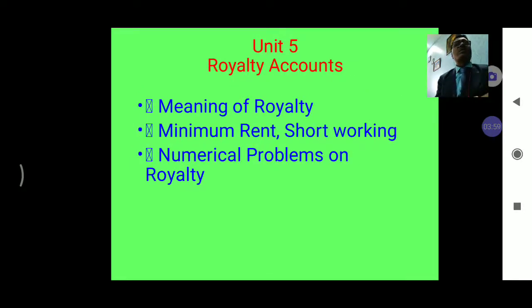And the last unit, fifth unit, that is Royalty Accounts. This is also new for you. Meaning of royalty, meaning of rent, short working, numerical problems on royalty. This chapter is also studied practically.